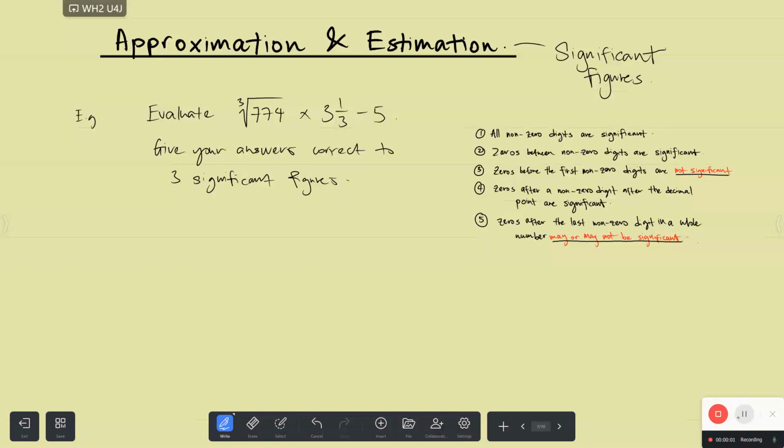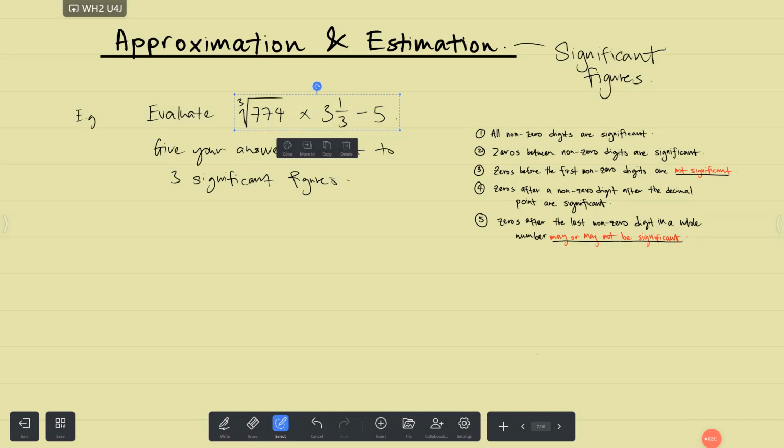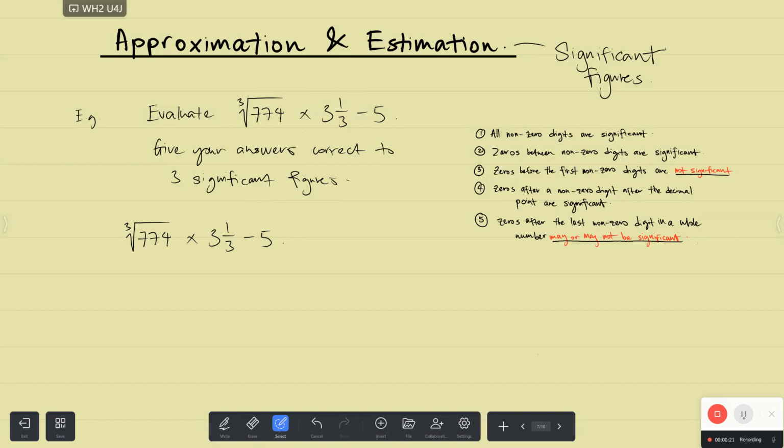Hi everyone, in this video we'll be going through an example of how we evaluate and round off a particular answer correct to three significant figures. Over here we have just some numerical values and some order of operations, so there's no need to process or simplify any of this. You can just type this in your calculator and it will show that your answer is 25.605.